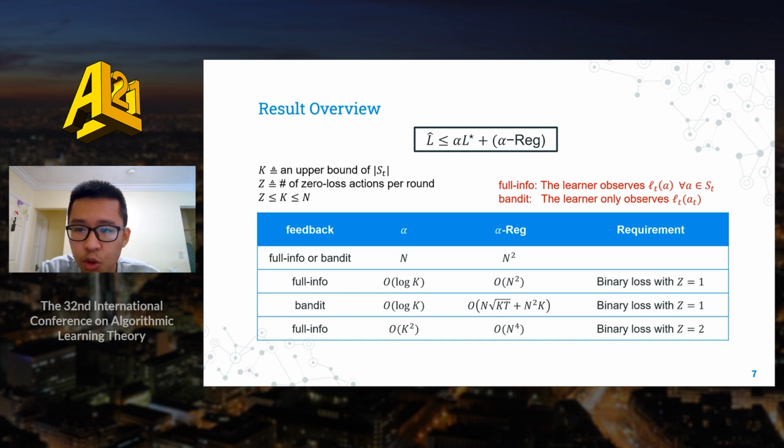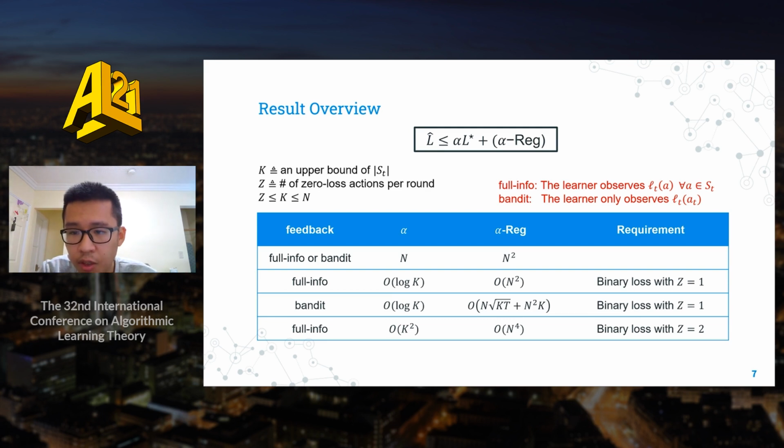We've investigated two different feedback models. One is the full information setting, where you get to see all actions' losses after each round. Another is the bandit setting, where you only observe the loss of the action that you choose at that round. Clearly, the bandit setting is much more challenging.